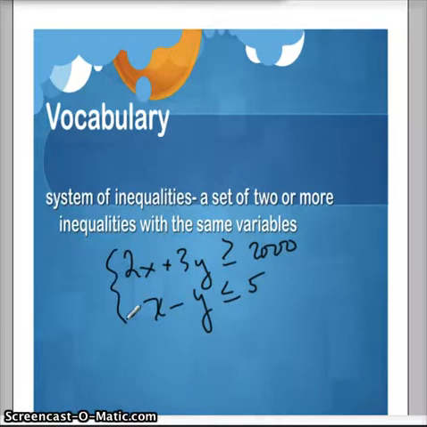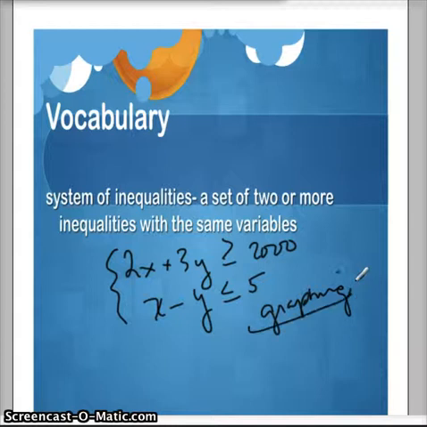Remember we had systems of equations that we talked about earlier. Systems of inequalities are very similar. The thing is, we're going to concentrate on graphing in this section, because that's really the best and only way you can have a good idea of what a system of linear inequalities looks like. So let's take a look at our first example.